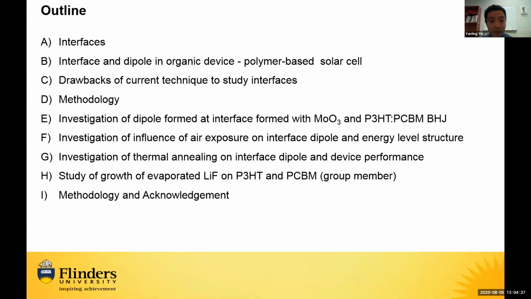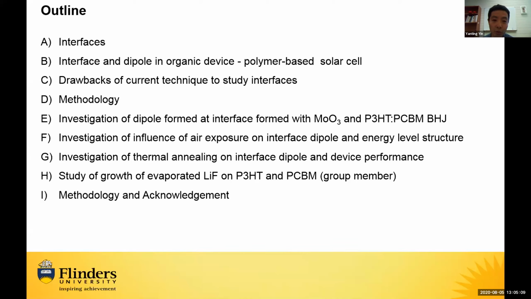So this is the outline of the presentation today. First, I will talk about interfaces, for example, the importance of interfaces for organic devices, polymer-based solar cells. Then some drawbacks of current technologies for studying interfaces, and the advantage of our technology to study this interface and dipole. Next is the methodology, where I'm talking about a combination of spectroscopy and ion scattering spectroscopies.